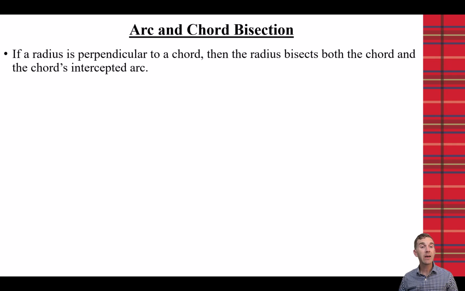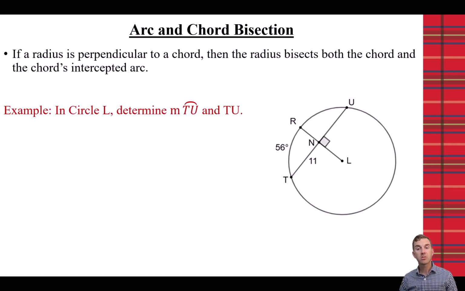Now we also have relationships between the radii, the chords, and arcs. And what we know is that if we have a radius in a circle and it's drawn to be perpendicular to a given chord, then that radius is going to bisect both the chord and the chord's intercepted arc. And that's both the arc measure and the arc length. So say we have this image here where we have circle L, and we want to determine TU and the measure of arc TU.